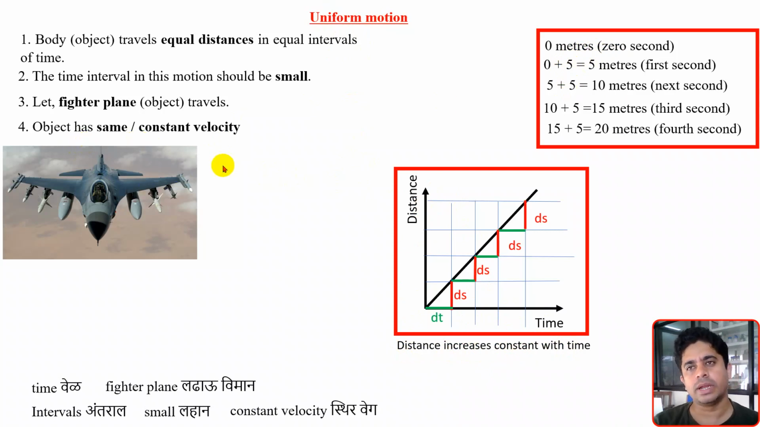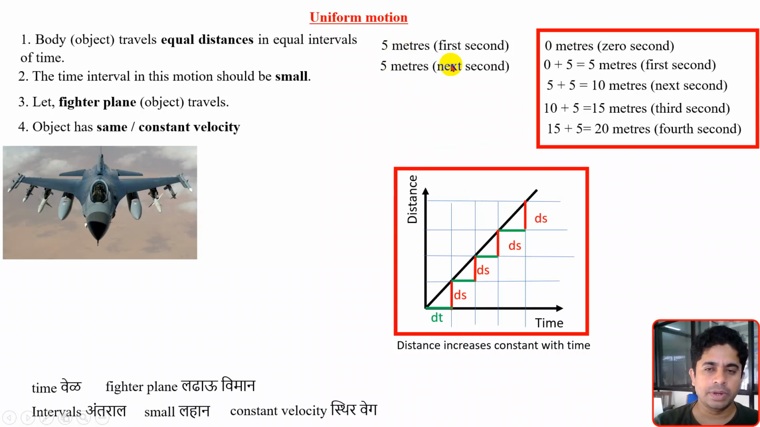Now let us consider one example where the distance is not increasing; distance is remaining constant with respect to time. Suppose somewhere in between the journey, after the first second, the distance traveled by the object is 5 meters. Even in the next second, the distance traveled is 5 meters only. There is no change in distance. Even in the third second, the distance traveled is 5 meters only. There is no additional distance traveled. In the fourth second also, it is 5 meters.